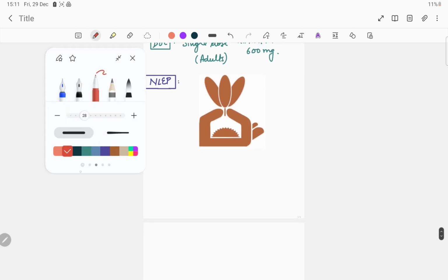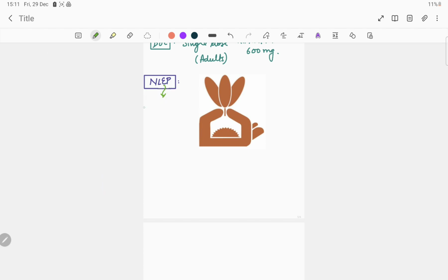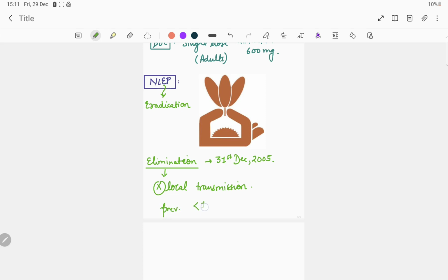Okay, so now we come to the NLEP program by the government. NLEP stands for National Leprosy, whether it's elimination or eradication is important. It is National Leprosy Eradication Program, because leprosy is already eliminated from India. When was it eliminated? Elimination happened on 31st December 2005. India was declared leprosy eliminated. Okay, so eliminated means that there is no local transmission. So from India, you can say that leprosy has ended, because the prevalence, not the incidence but the prevalence, has been less than 1 per 10,000 population. It's not that there are zero leprosy cases, but yes, they have reduced to less than 1 per 10,000 population. So that's why it has been declared eliminated. But eradication means when there is no global transmission. If globally the disease is present, then we can't say it is eradicated.